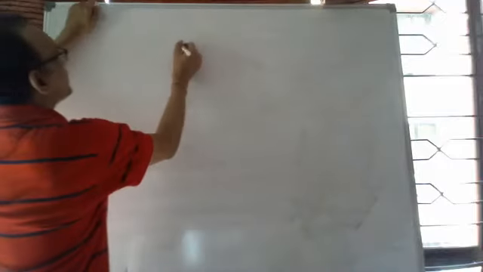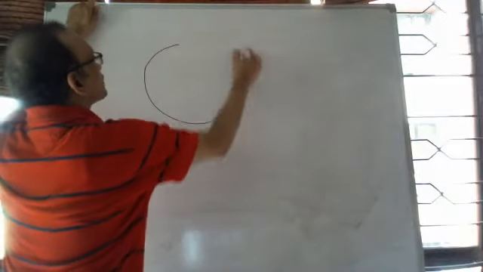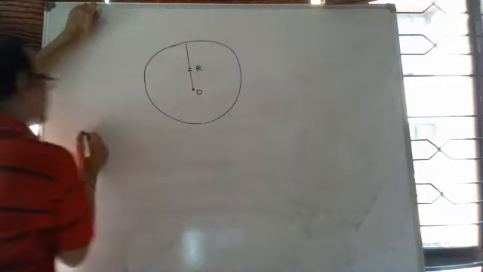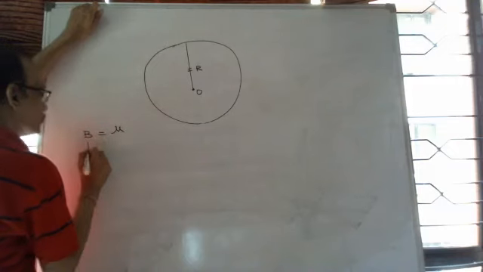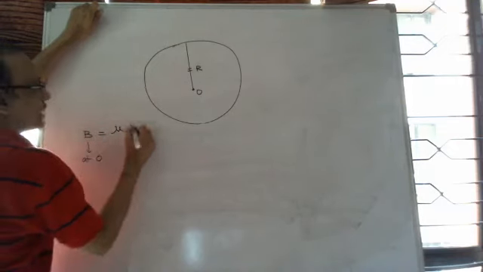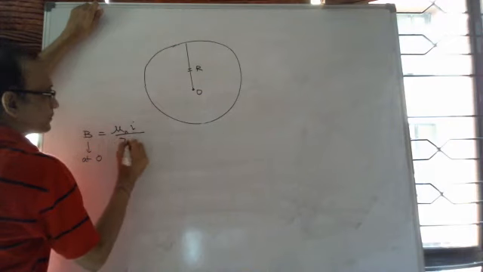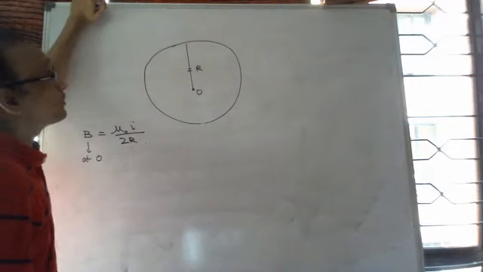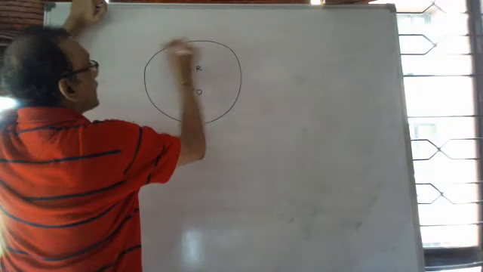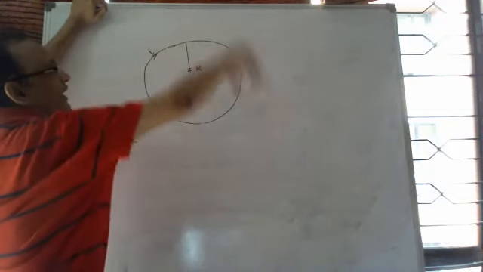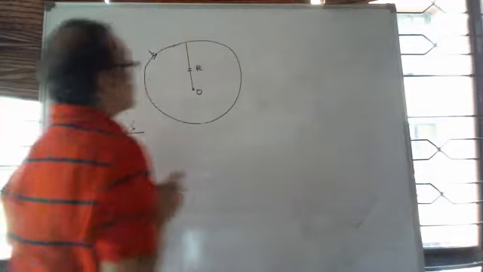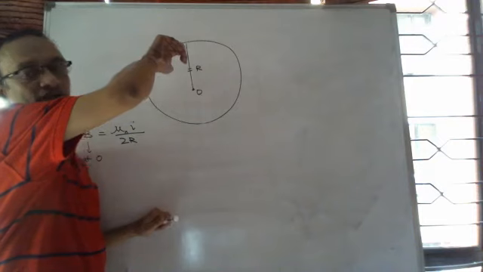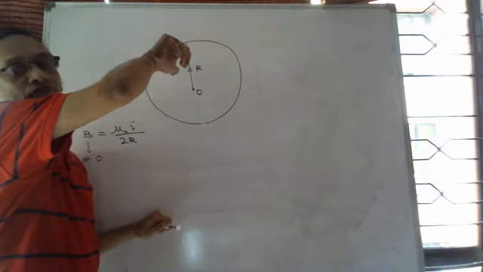See, if there is a full circle of radius r, okay. So first of all, magnetic field at the center kya ho jayega? Mu naught I divided by 2 r, hai na? At the center O. Suppose the current was clockwise. Field at O would be into the plane. Your right hand thumb: curl your fingers in the sense of the current, and the thumb will give you the direction of the field.